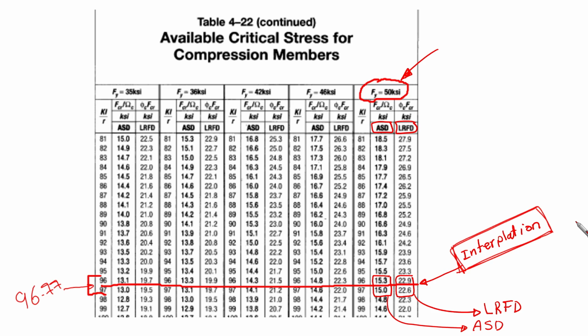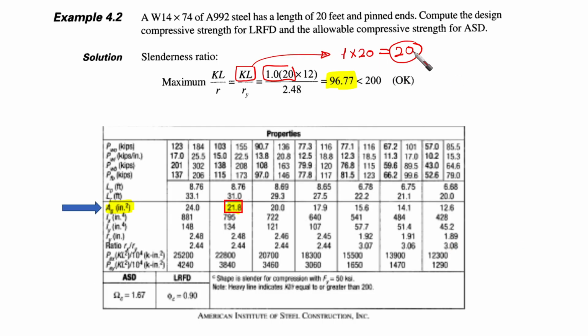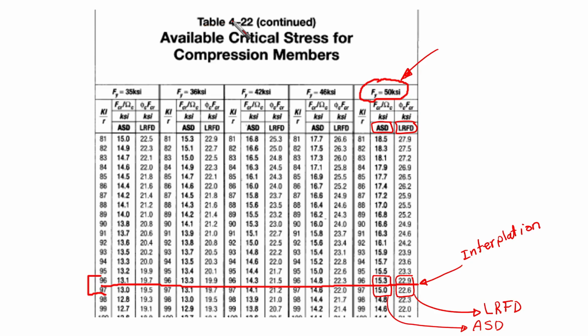So we are going to go to table 4.22. Please, you can stop the video here and go to your manual and check what I am saying. Going to table 4.22, you are going to the F yield of 50 because we are dealing with the steel A992. We are using A992, which means F yield equals 50.